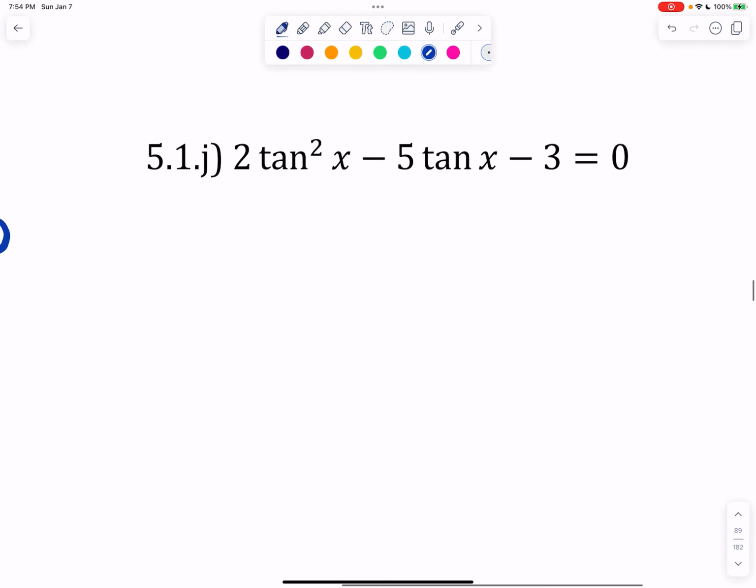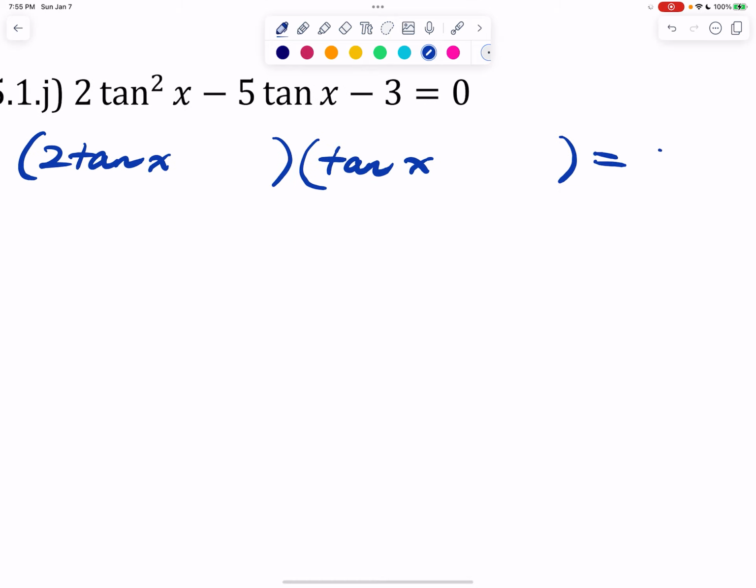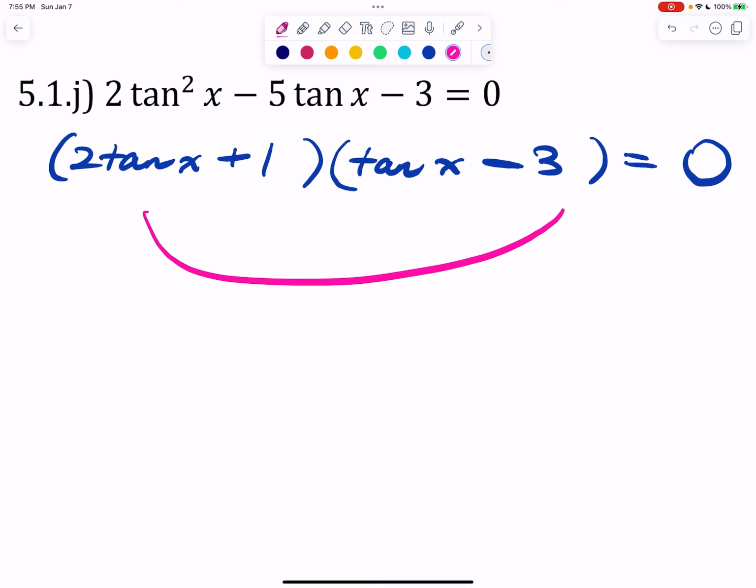And we're back. Hopefully you tried this already. If you were able to factor this successfully, you probably had a 2 tan x in one of the brackets and a 1 tan x in the other set of brackets, and that equals 0. I need a 3 and a 2 in here. I need to total negative 5x. So that's a minus 3 there. That's positive 1 because outside product negative 6 tan x, inside product positive 1 tan x, total is negative 5 tan x. So I'm all good to go there.